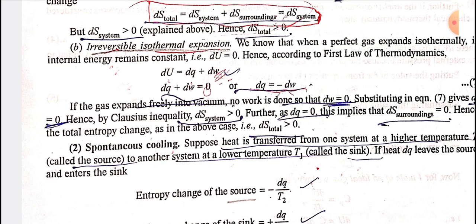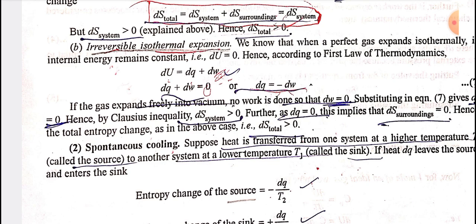Second is irreversible isothermal expansion. We know that when a perfect gas expands isothermally, its internal energy remains constant, that is dU is equal to 0. Hence, according to the first law of thermodynamics, dU is equal to dq plus dw, and dq is equal to minus dw. If the gas expands freely into vacuum, no work is done, so that dw is equal to 0. Substituting in equation 7, we get dq is equal to 0. Hence, by Clausius inequality, dS system greater than 0. Further, as dq is equal to 0, this implies that dS surroundings is equal to 0. Hence, the total entropy change as in the above case is dS total greater than 0.